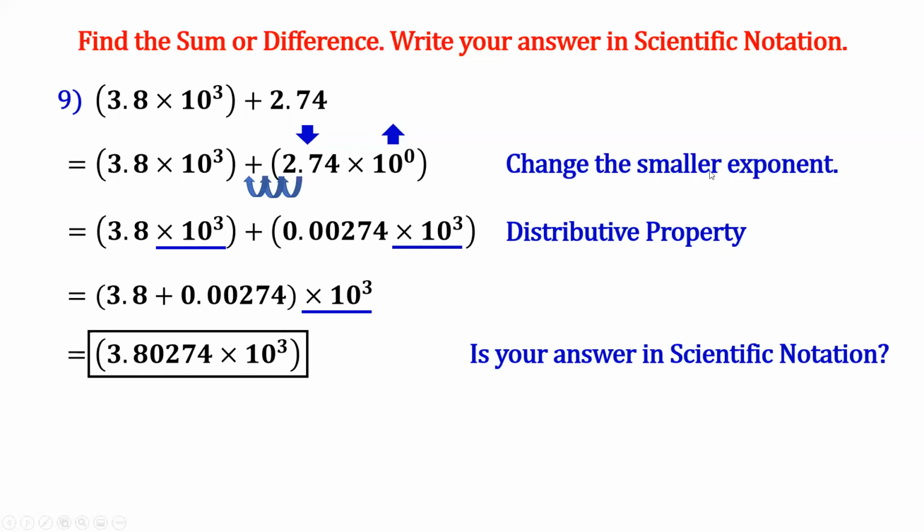Since you changed the smaller exponent, your answer at the end will always be in scientific notation. If you do it the other way, if you change the bigger exponent, you might have to worry about the ending and might have to change it. So that's why I recommend you change the smaller exponent. You're never going to have to worry about whether or not it's in scientific notation. It always will be.